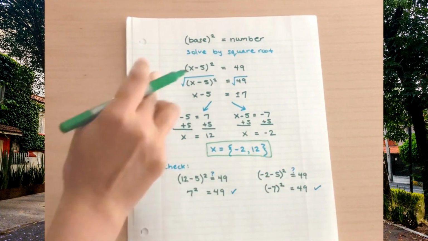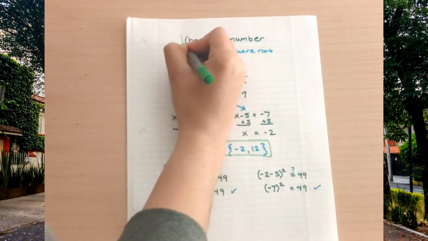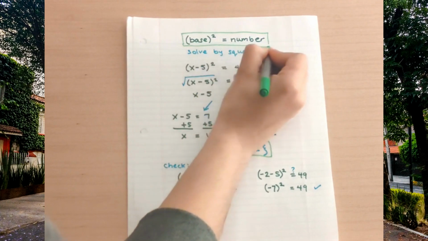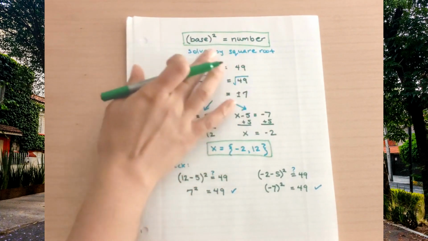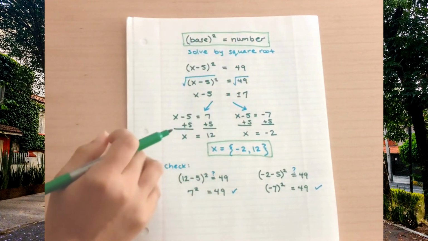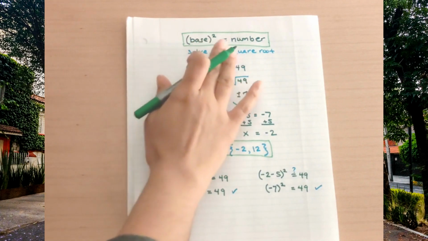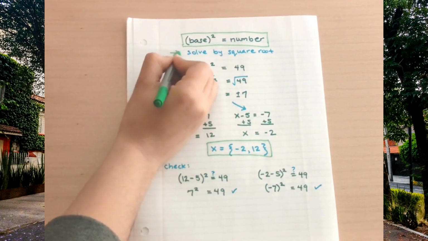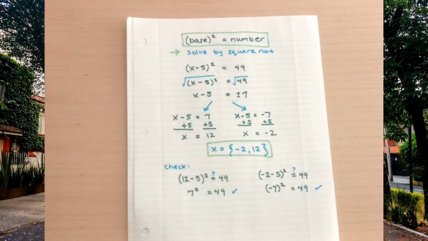Okay? So just remember, whenever you see a quadratic that's written in this format, and it doesn't matter if the equation is reversed, you can have the number on this side and the base squared on the other side, if it follows this format, then your method of solving is by taking the square root.